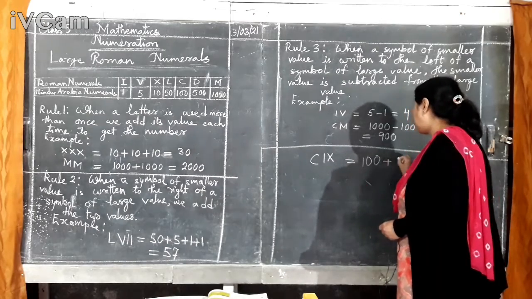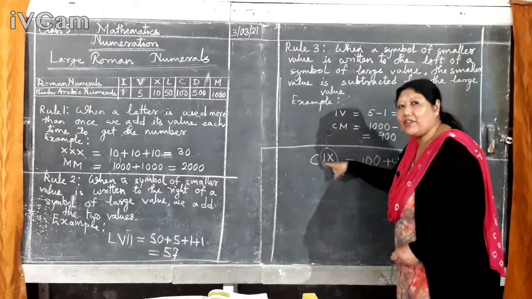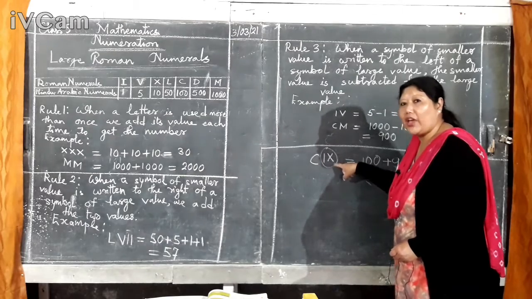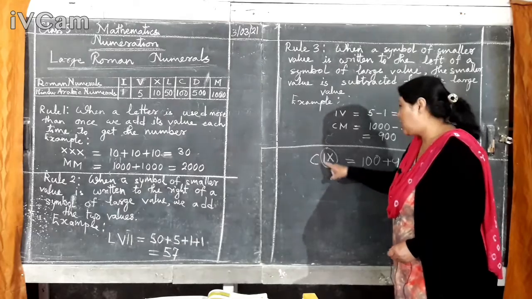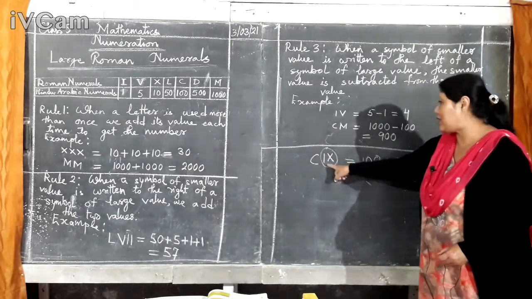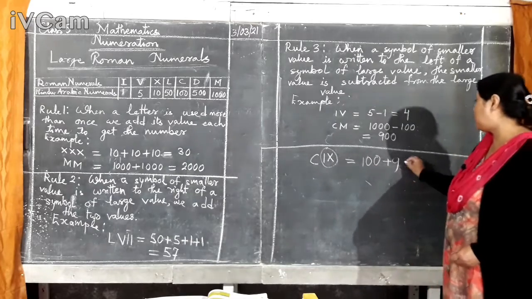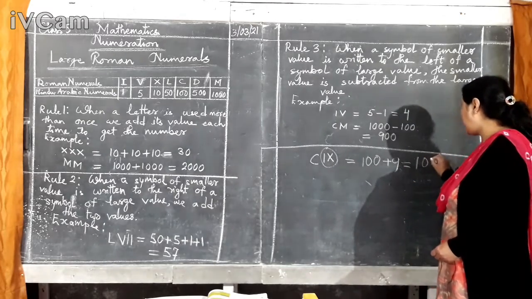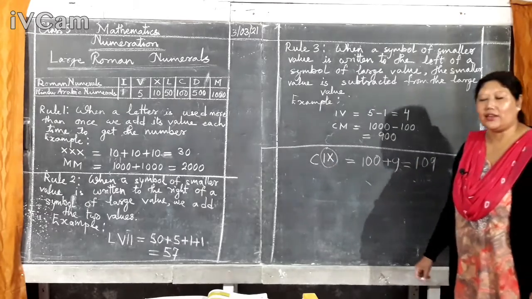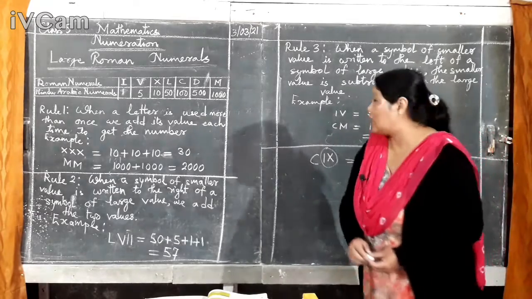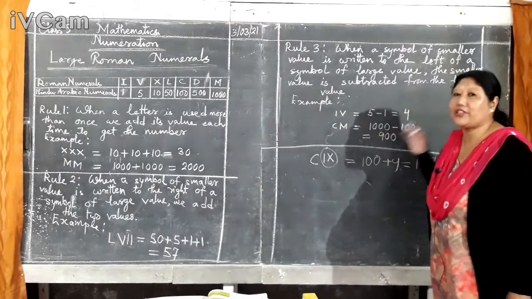So 100 plus 9. Whatever number of smaller value is given on the right hand side, you have to add with the existing number. If 9 is on the right hand side, you have to add these two. So 100 plus 9 will be 109. So C 9 means 109. Okay, so like this.